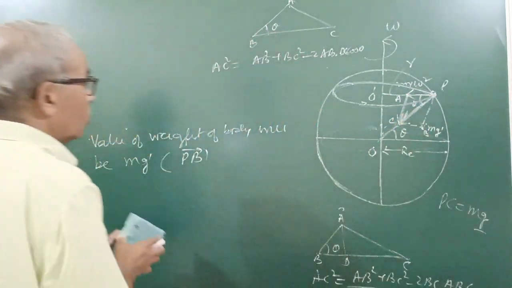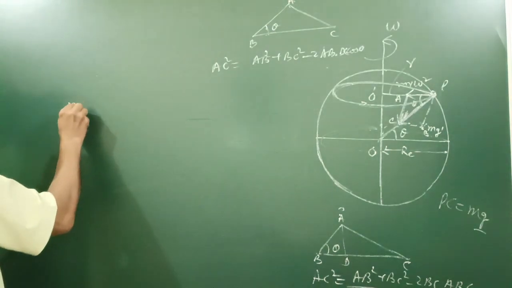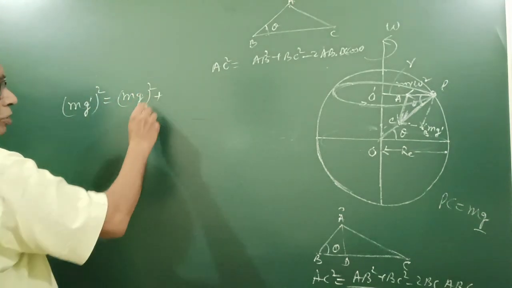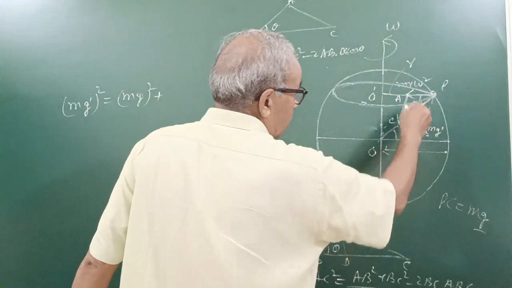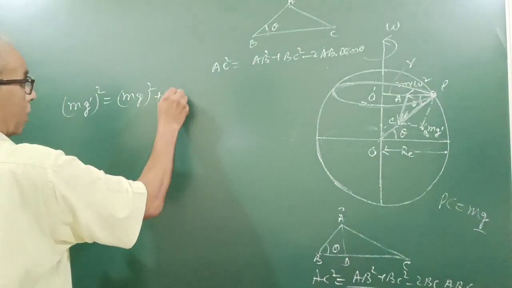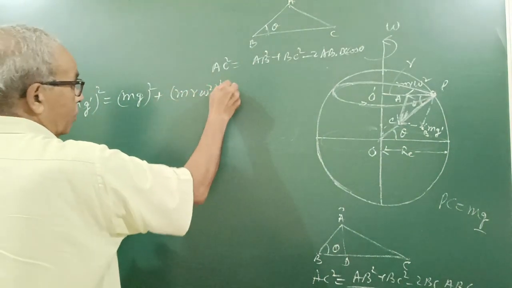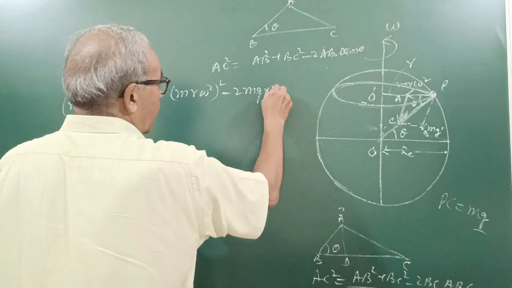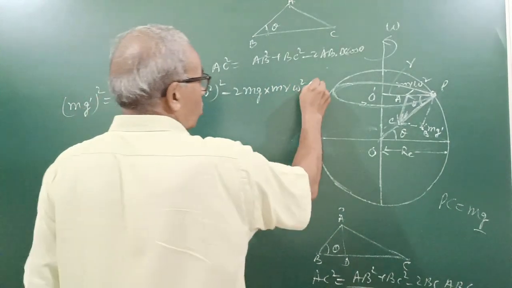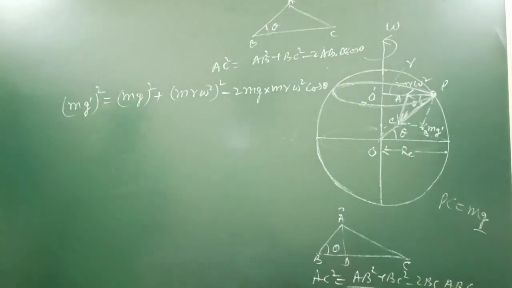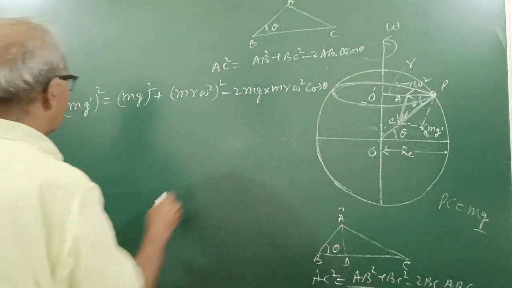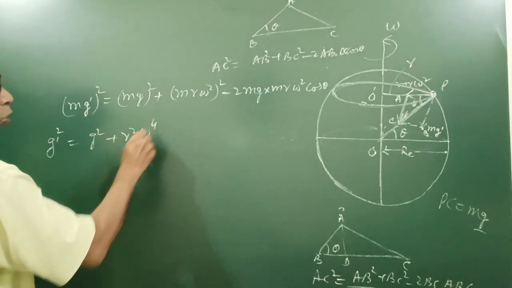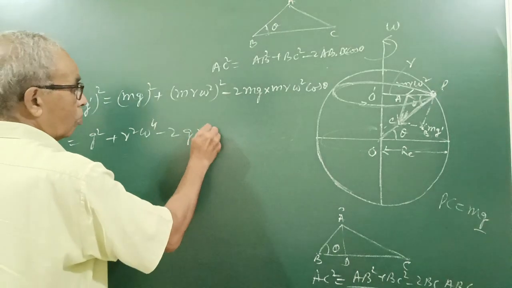So from the figure, g dash whole squared equals g squared plus r omega squared, whole squared, minus 2 g into r omega squared cos theta. From this, m squared cancels here. So g dash squared equals g squared plus r squared omega to the power 4 minus 2 g r omega squared cos theta.